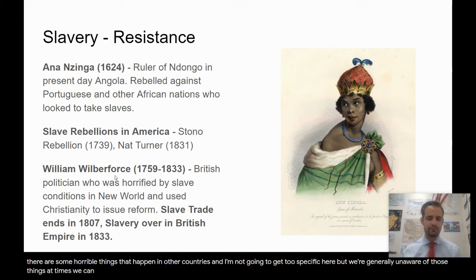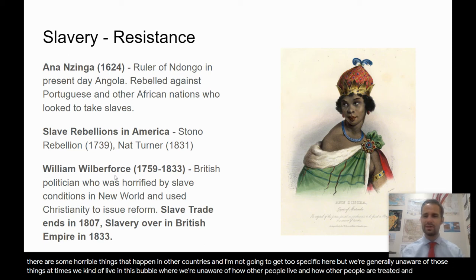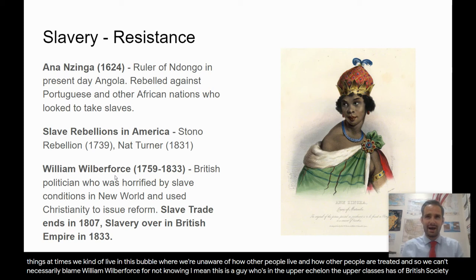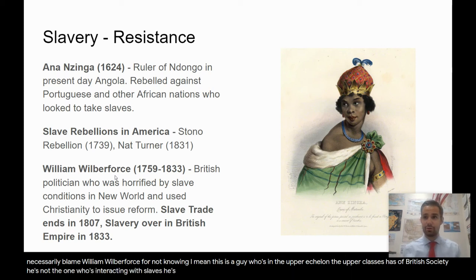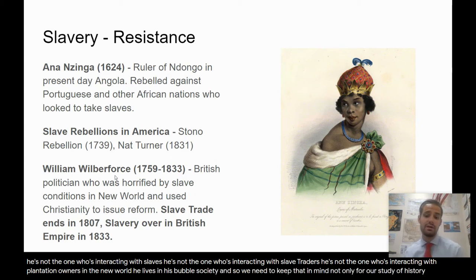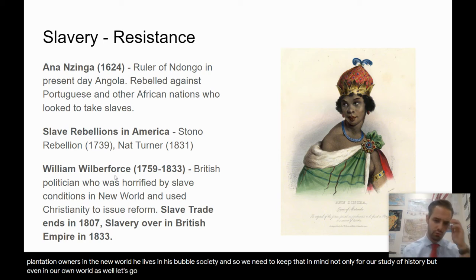At times we kind of live in this bubble where we're unaware of how other people live and how other people are treated. And so we can't necessarily blame William Wilberforce for not knowing. I mean, this is a guy who's in the upper echelon, the upper classes of British society. He's not the one who's interacting with slaves. He's not the one who's interacting with slave traders. He's not the one who's interacting with plantation owners in the New World. He lives in his bubble society. And so we need to keep that in mind, not only for our study of history, but even in our own world as well. Let's go ahead and move on.